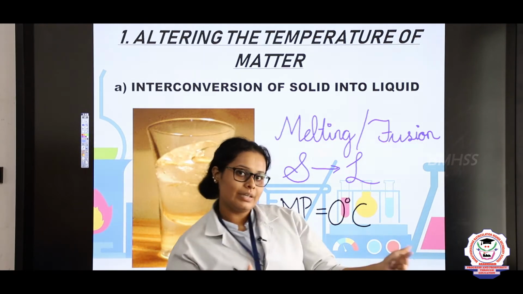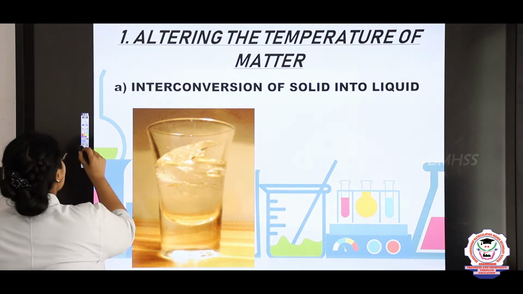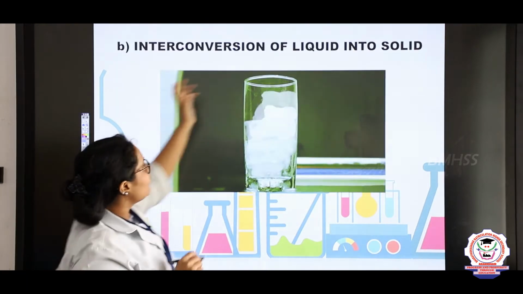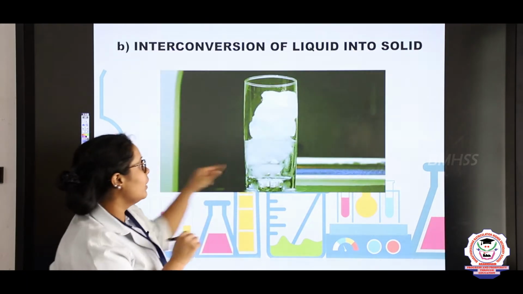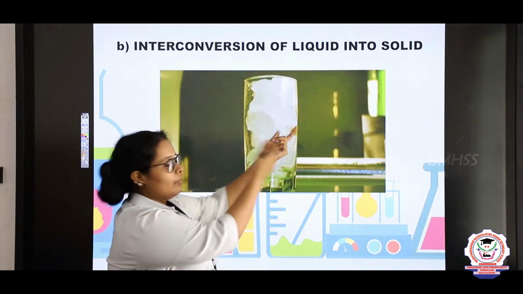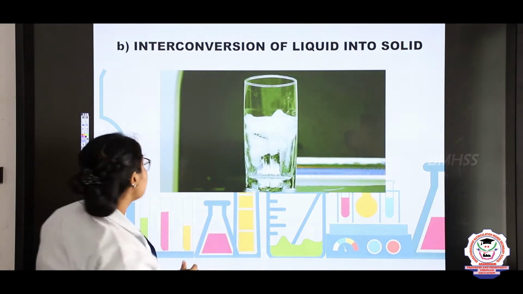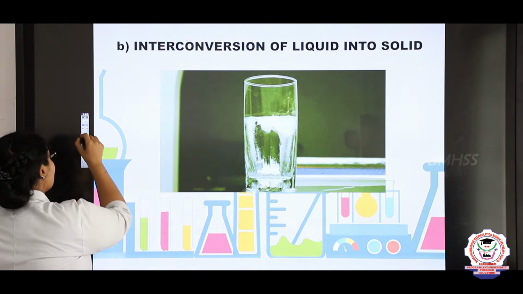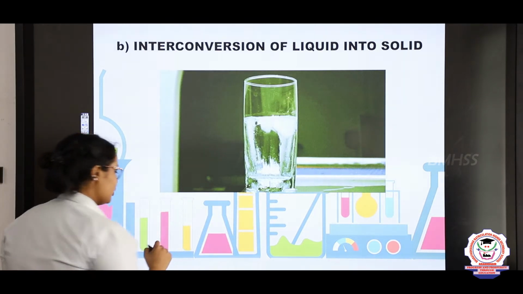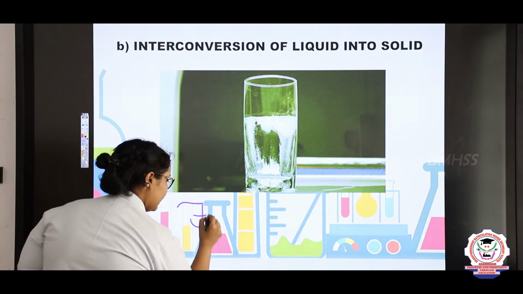Now we should see the reverse, liquid to solid, right. See here, kids, the interconversion of liquid to solid. Here you can see ice. From liquid it is getting converted into solid. This is the reverse process, and it is called freezing. What is it called? Freezing.